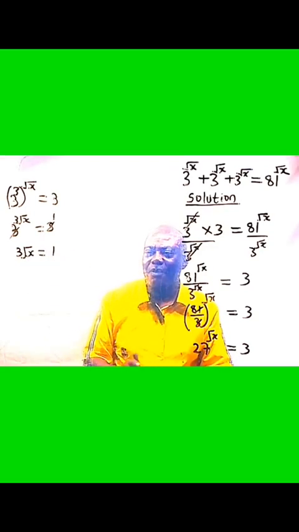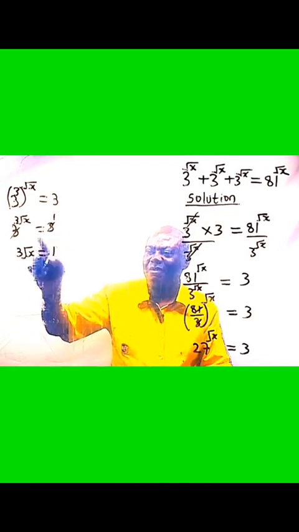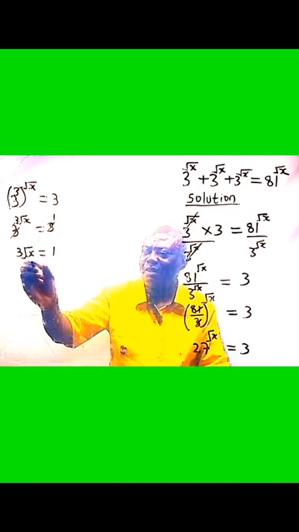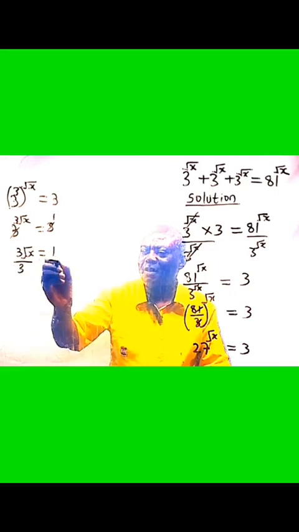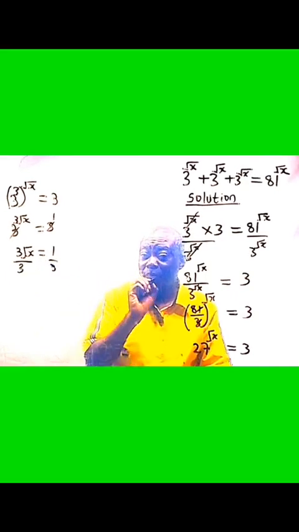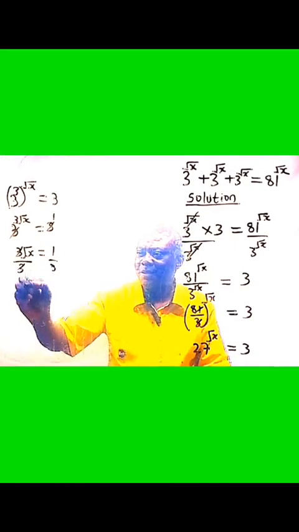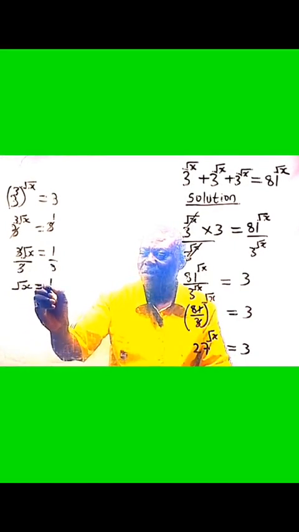So you can just, if you like, square both sides. But now let us just divide both by 3, because our aim is to find x, so let us free the x. So root of x will be equal to 1 over 3.